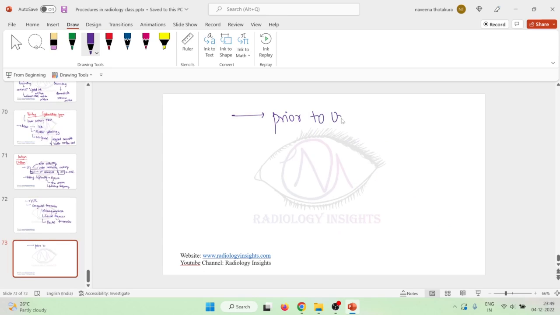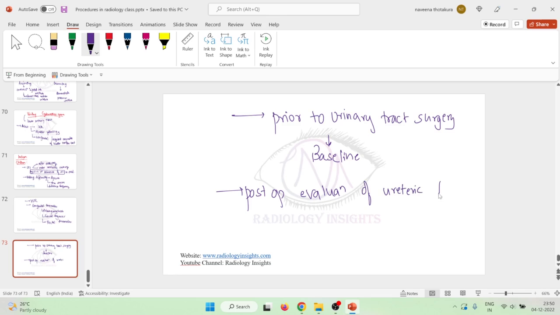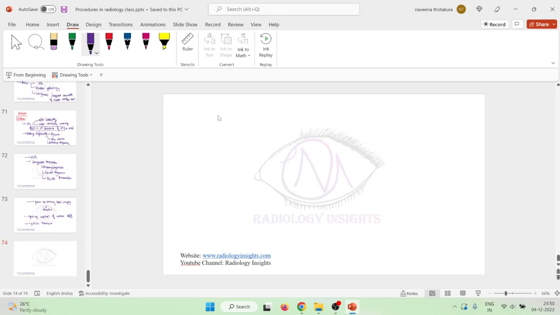Similarly, prior to any type of urinary tract surgery, in order to know the baseline, we can use micturating cystourethrography. It can also be used for post-operative evaluation of ureteric abnormalities. It is also used in pelvic trauma. Then it is also used in renal failure, in order to exclude reflux.